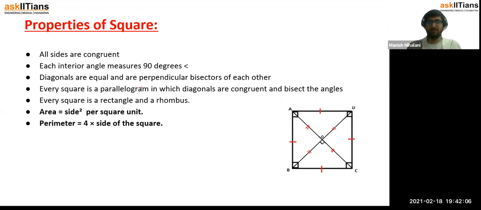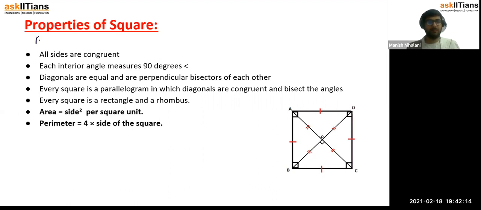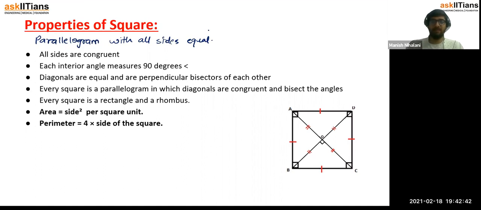So first of all, we know what a square is. A square is a quadrilateral, or to be more specific, a square is a parallelogram, right? A square is a parallelogram with all sides equal and all angles 90 degrees. Each interior angle measures 90 degrees, right? Diagonals are equal and perpendicular bisectors of each other. So diagonals of a square are also equal, that is AC and BD are equal, right?